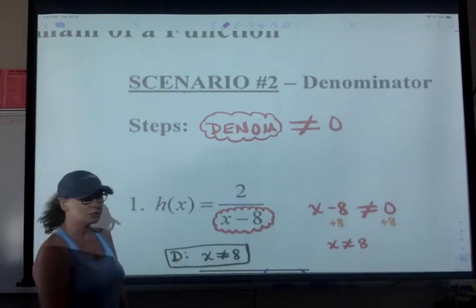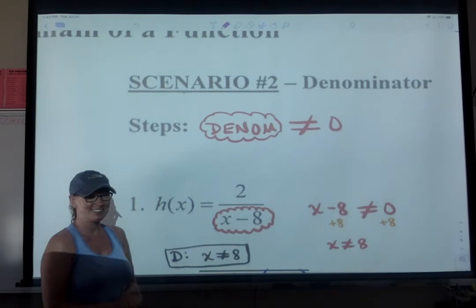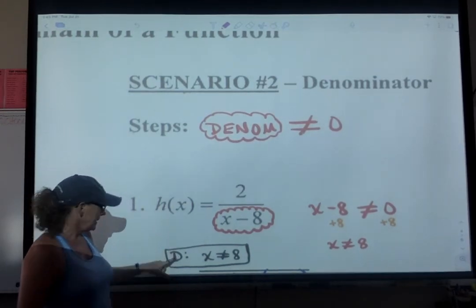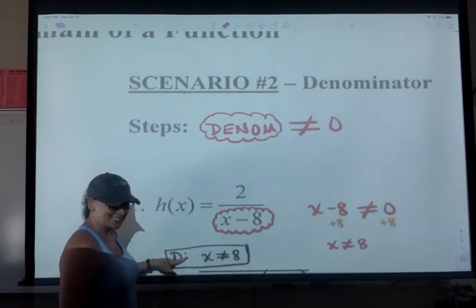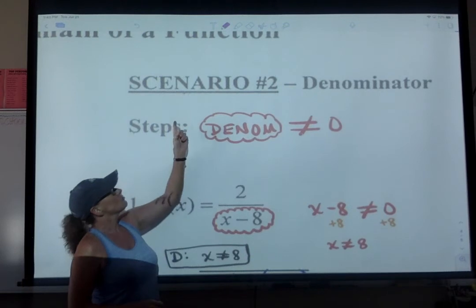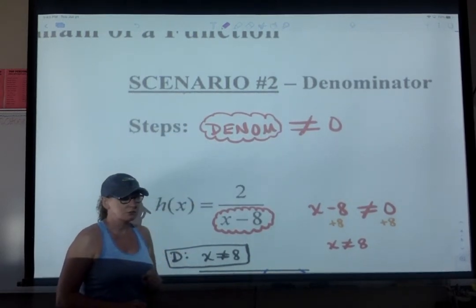X can't be 8. What can it be? Anything besides 8. So one way to write that is saying my domain is X can't be 8. However, the instructions way back up there said, write it as intervals. Well, that gets interesting.